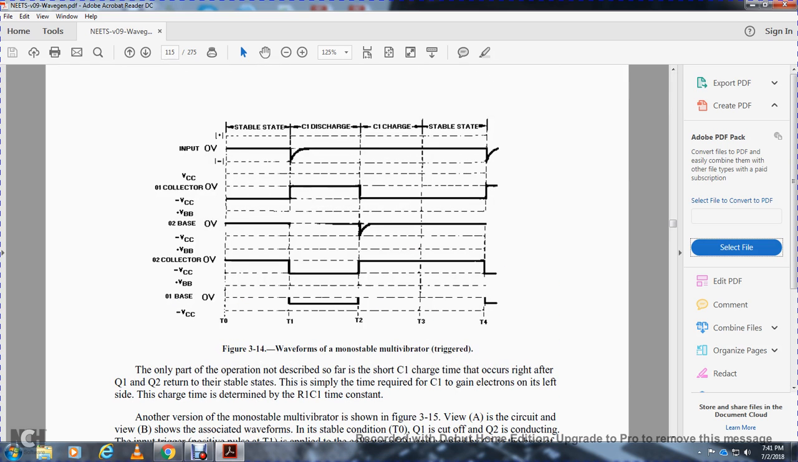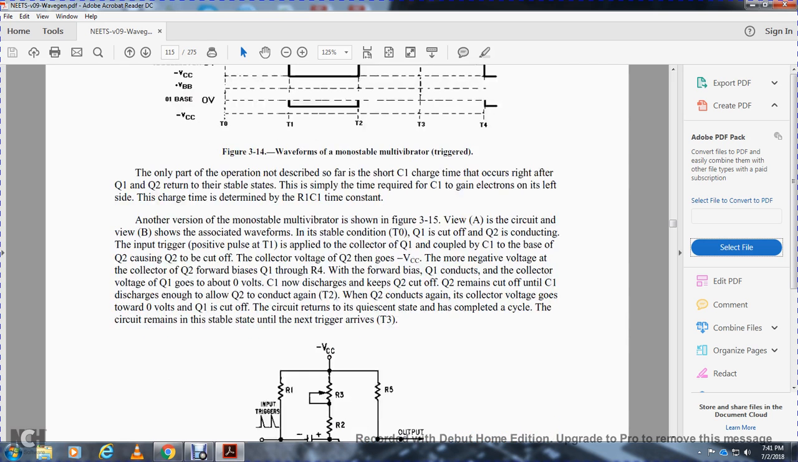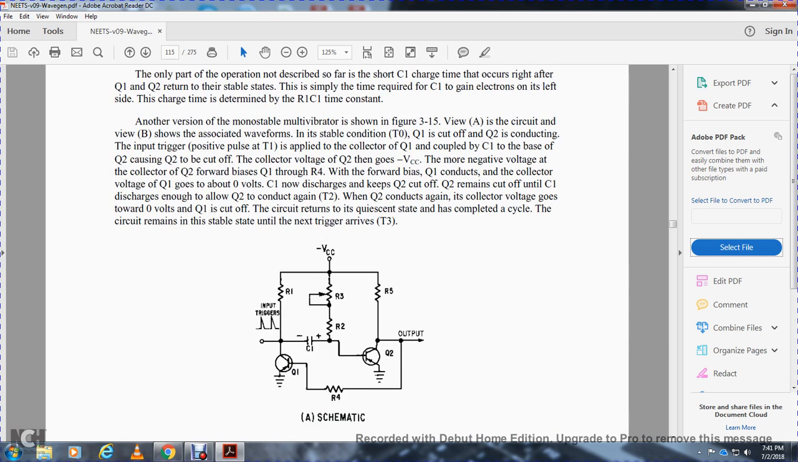The only operation not discussed so far is the capacitor 1 charge time that occurs right after transistor 1 and transistor 2 return to the stable state. This is the time required for capacitor 1 to regain the electrons it lost, determined by the resistor 1 and capacitor 1 time constant. Another version of the monostable multivibrator is shown in figure 315, with the waveforms associated with the stable condition in time interval T0. Transistor 1 is cut off and transistor 2 is conducting. The input trigger with the positive pulse arrives at time interval 1.